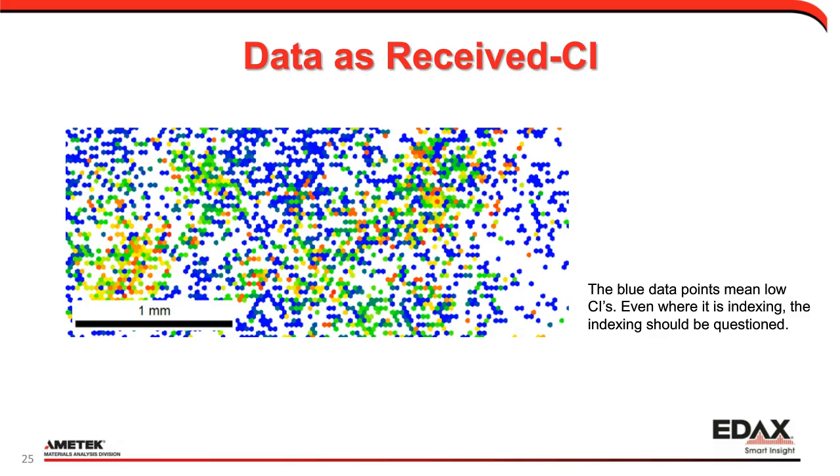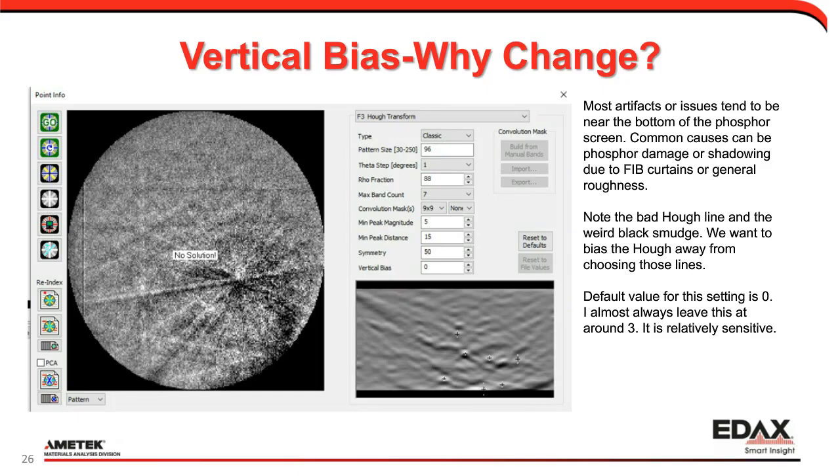So the first thing is I want to start tweaking this vertical bias. The reason I want to tweak it is that if I look at a lot of the patterns in here, I can start to see artifacts and clustering down low. This is, again, an OM analysis. I can see that if I'm going to have artifacts or issues, they tend to be near the bottom of the phosphor screen. It can be damage, it can be shadowing due to maybe FIB curtaining or general roughness of the sample. But again, most of my artifacts are going to be towards the bottom of my screen.